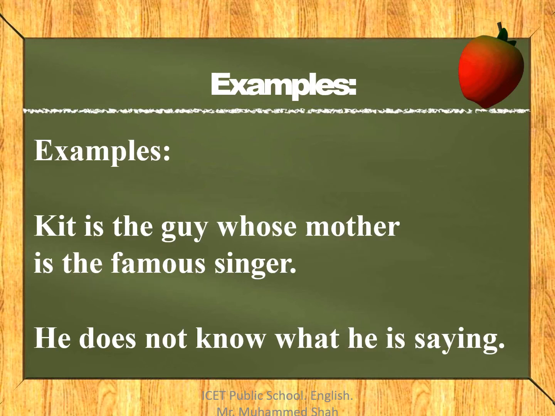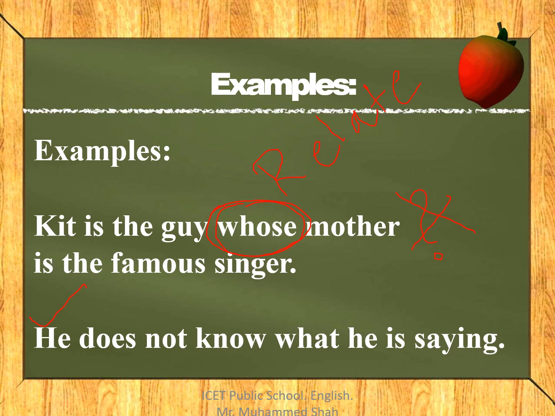Look at the examples. Kit is the guy whose mother is the famous singer. Here the word whose is used as a determiner. Whose mother? Here this is not a question actually. There is no question mark here. So here it has been used as a relative pronoun, to relate, or as a conjunction. Relative pronoun whose here.